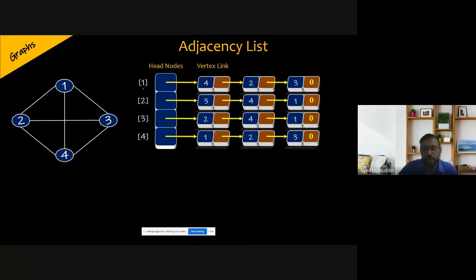Then from node 1, who has an edge? Node 4 has an edge. So we will create a node and assign 4 to that element. Then node 1 also has an edge to node 2. This is a linked list actually, which contains all the vertices which are adjacent to vertex 1. So node 4 is there, node 2, node 3. Similarly, for node 2 there is a list, and each node will have its list.